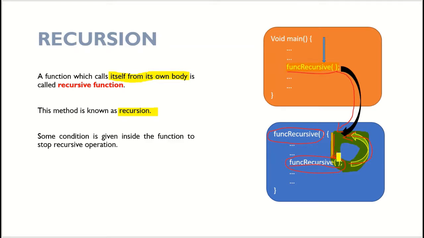So in order to stop this recursive function, we will use some condition in between. That is, some condition is given inside the function to stop the recursive function. So the condition will be given before the recursive call. That condition will decide whether to return some value or skip this call and go to the rest of the statements in the recursive function, so that at the end it will return some values.